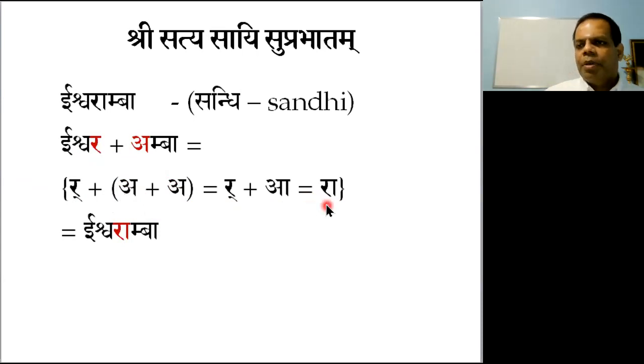I think many people who know the Indian languages will know this type of joining, but I don't know if the youngsters, there are a few youngsters, may not be familiar. So I thought I will explain the concept. Because of this combination, this r plus a now becomes ra. Ishvaramba. Okay. So this whole process is called Sandhi.